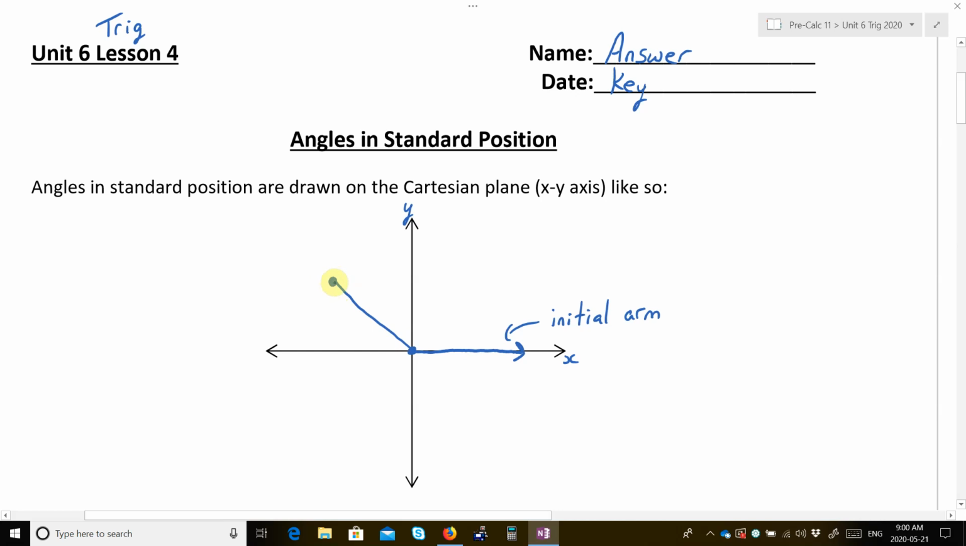And so an example of an angle in this Cartesian plane, let's say we put a point out here, (x, y), and then the angle between the initial arm and this other arm, we give it a Greek letter named theta, for example. Okay, and this other arm here has a special name as well. It's called the terminal arm.